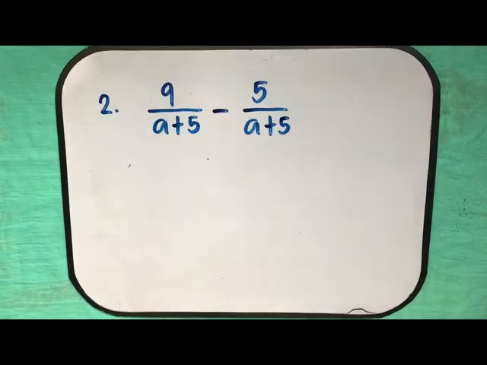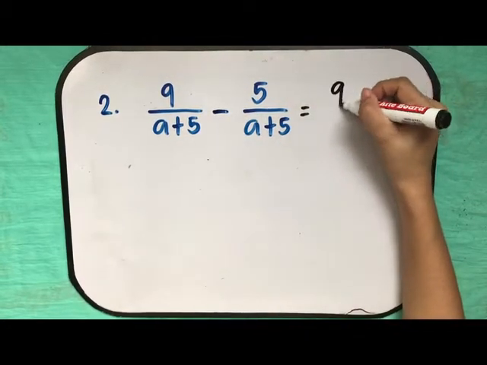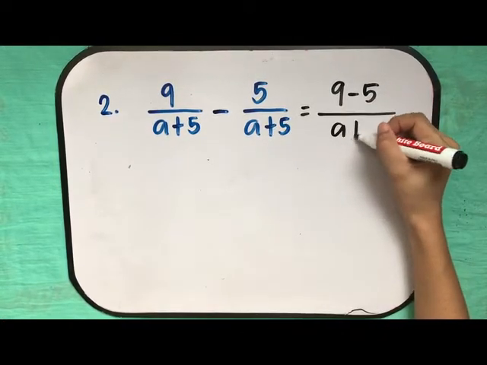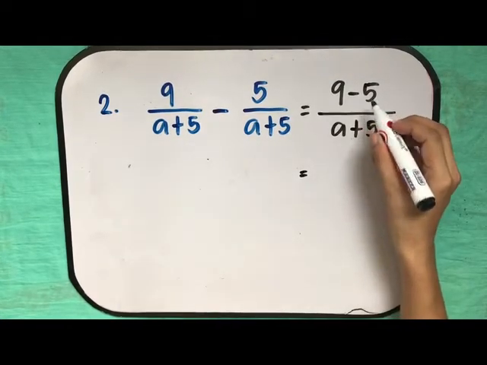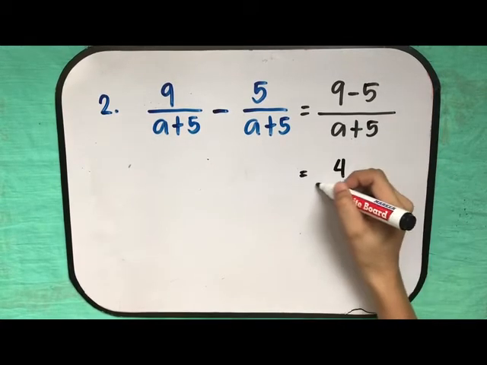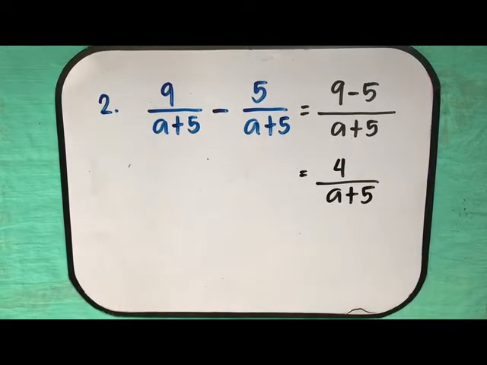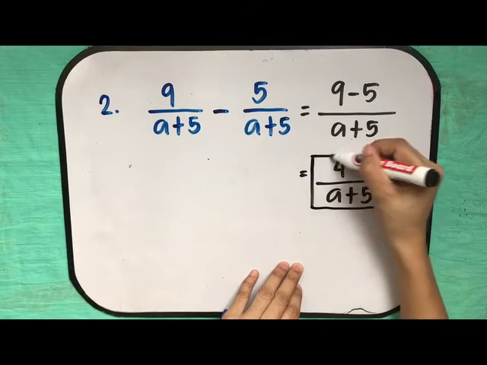Let's have another example. Number 2, 9 over A plus 5 minus 5 over A plus 5. Now, what you're going to do is subtract the numerator, 9 minus 5, and just copy the denominator, A plus 5. And then solve. 9 minus 5 will give us positive 4 over A plus 5. Just copy the denominator. Now, observe. Is this in simplest form already? Yes. So this will be our final answer. Wala na pong factor ang A plus 5 that is common to 4.